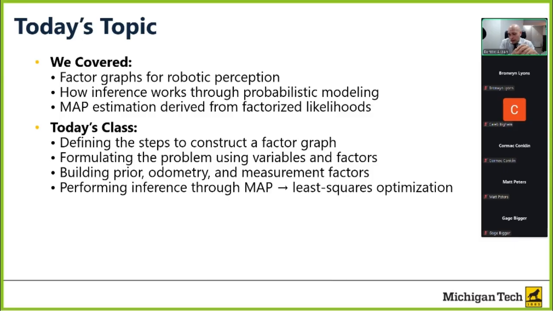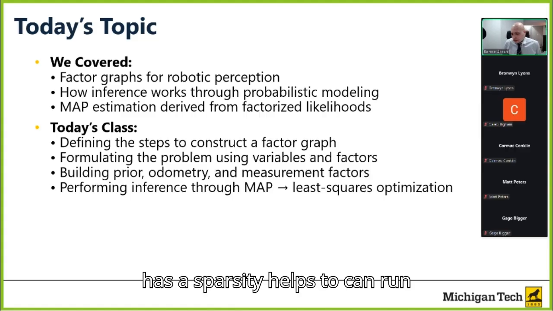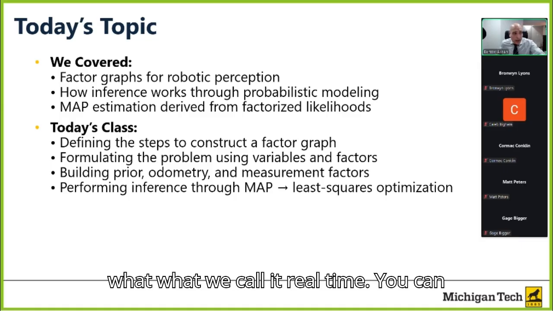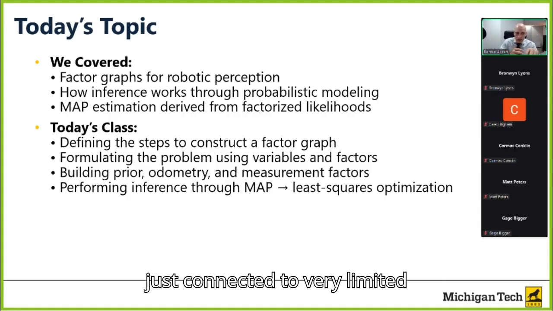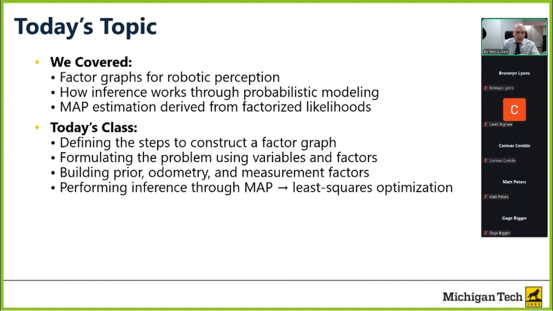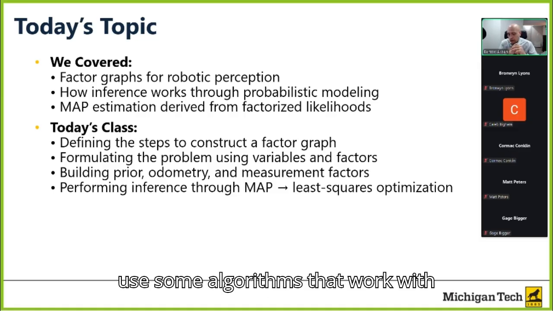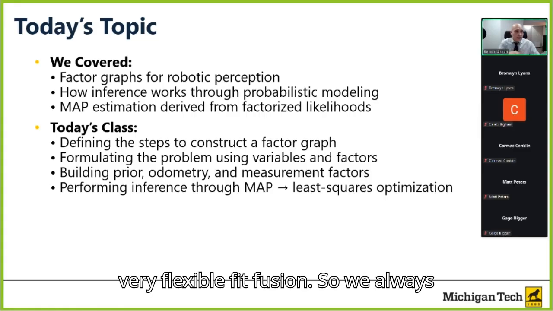Is it scalable? Actually, it has sparsity. Sparsity helps you run very fast inference, in what we call real time. You can run it in a real-time way because it's sparse. Sparse means each factor is connected to just a very limited number of random variables. It's not a lot. So this sparsity helps to use algorithms that work with sparsity to do inference very fast.